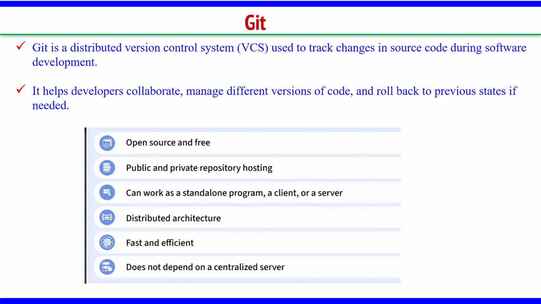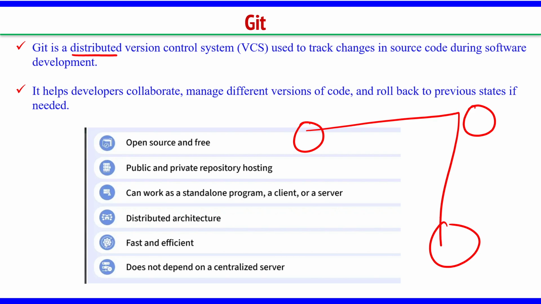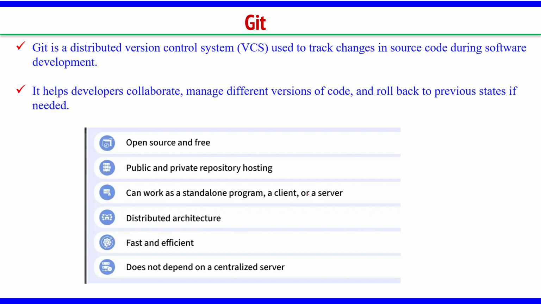So Git is one very popularly used version control system. It's a distributed version control system used to track changes in source code during software development. When I say distributed, it means multiple people from multiple locations can work at a time, like distributed systems. One system is someplace, another is somewhere else, and all can talk to each other using the internet. In the same way, it's a distributed version control system. It helps developers collaborate, manage different versions of code and roll back to previous states if needed.